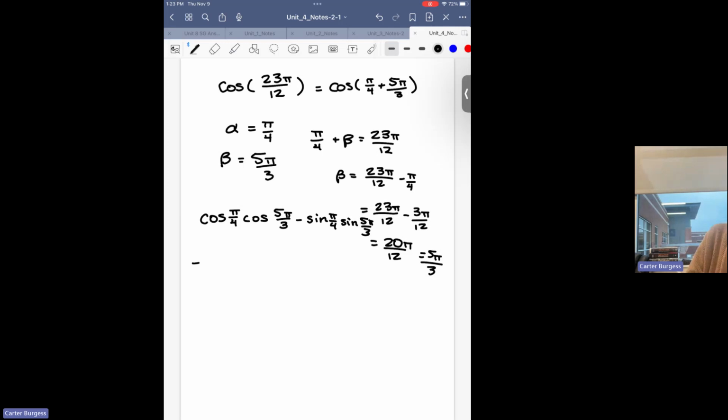So something like this. What is cosine of pi over 4? Root 2 over 2. 5 pi over 3 lives in what quadrant? Quadrant 4. So what is cosine of 5 pi over 3? Positive 1/2. What is sine of pi over 4? Root 2 over 2. And what is sine of 5 pi over 3? Negative root 3 over 2. I get that this is root 2 plus root 6 all over 4, but of course you do not need to simplify. This is also perfectly sufficient.